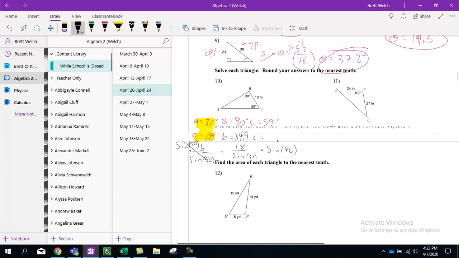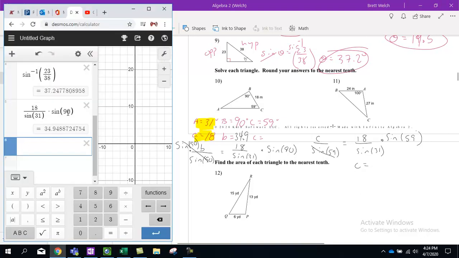To find C, on this one you could use Pythagorean's theorem, but I don't want to go down that road. Just trust me. Get used to doing law of sines. So here, to find little c, we're going to start with little c over the sine of 59 equals little a, 18 over the sine of 31. And again, we're going to have to times by the sine of 59 this time in order to get rid of that and be left with little c equals.